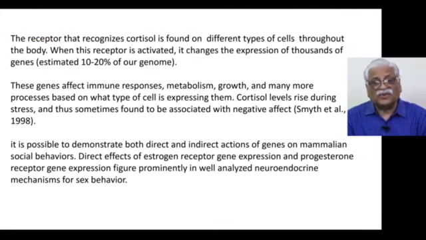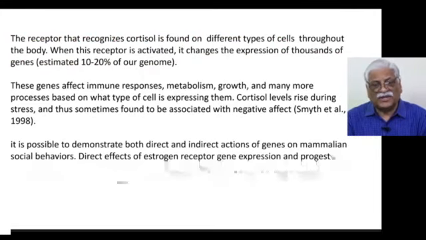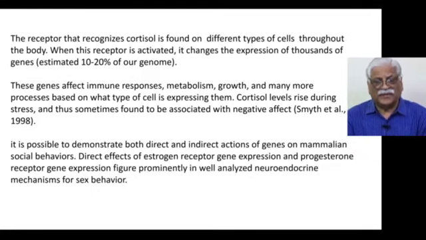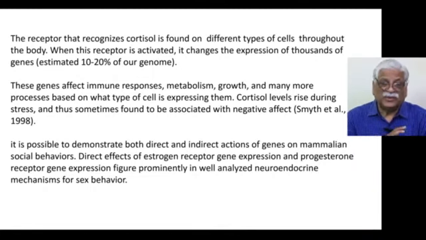The receptor that recognizes cortisol is found on different types of cells throughout the body. When this receptor is activated, it changes the expression of thousands of genes. These genes are about 10 to 20% of our genome. Once cortisol is produced, our immune system is compromised, metabolism is slowed down, growth is also slowed down, and many more processes are affected depending on what type of cell is expressing them. Cortisol levels rise during stress and are thus sometimes associated with negative effects, as I said, the anxiety and increase in heart rate, etc.